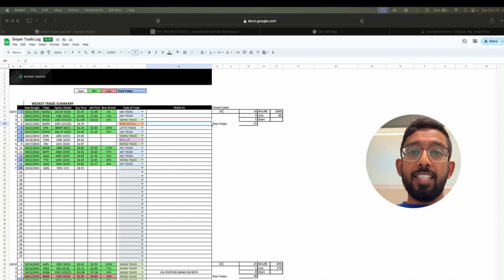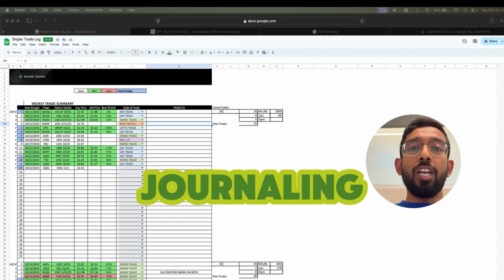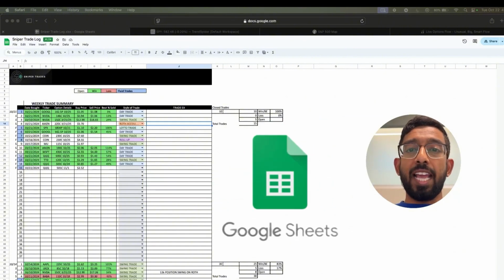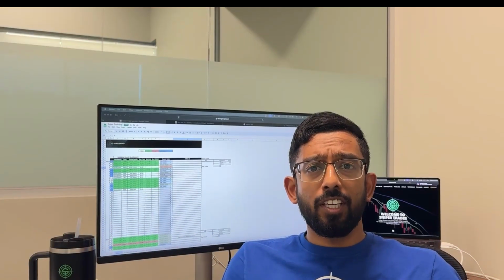Last but not least, the most powerful tool during trading is journaling. You can do this simply by using a Google Sheet or an Excel sheet and going over your trades on a day-to-day basis: what went right, what went wrong. That will help you a lot in the long run. Those are the 5 trading tools that I use on a regular basis for my trading.